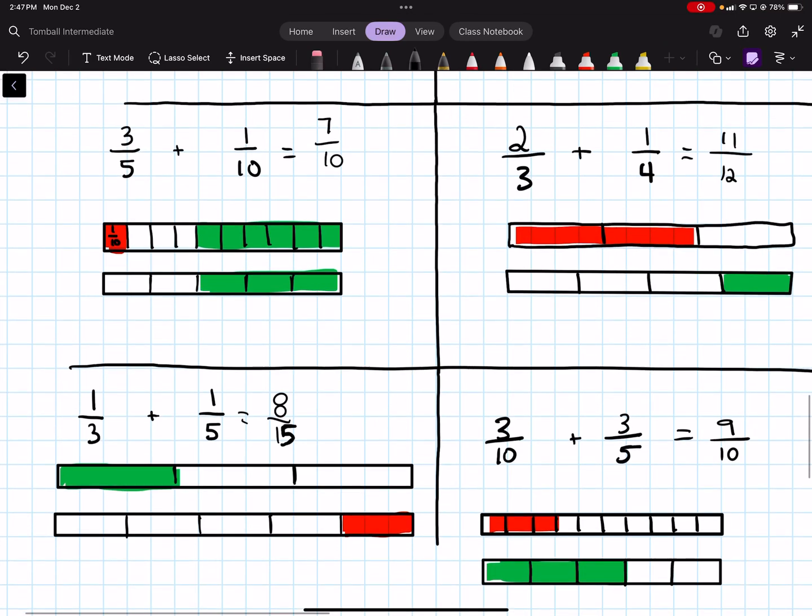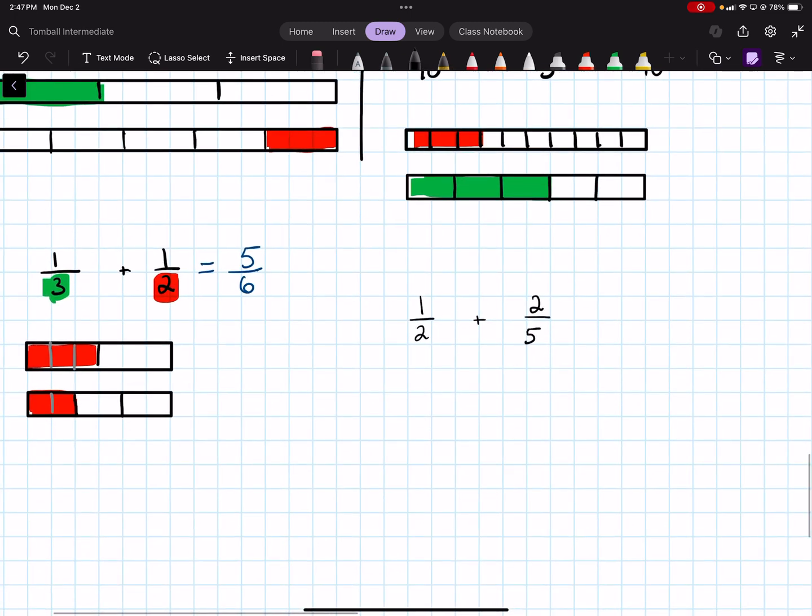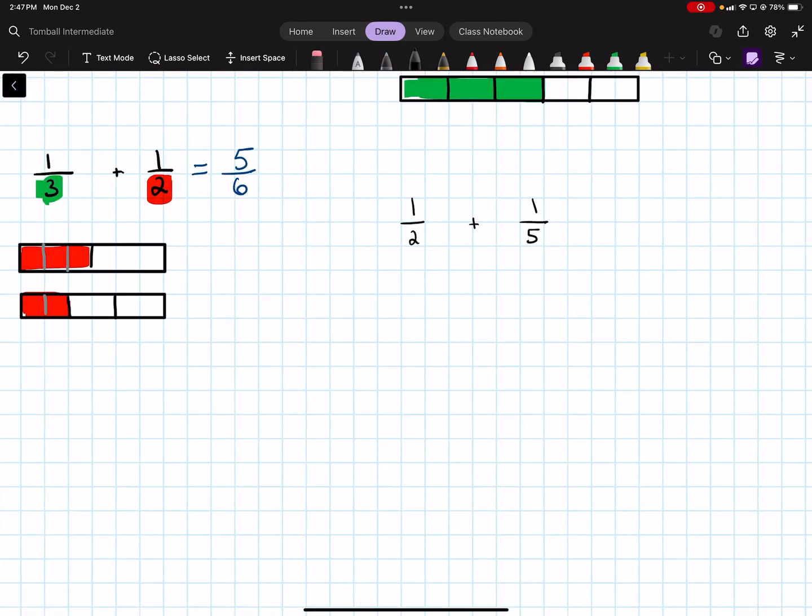All right, folks. So we were discussing how to add fractions with models, right? And we started working with different denominators. So this one was a little bit rough, but let's go ahead and recap a little bit. What happens if we have 1/2 plus 1/5?